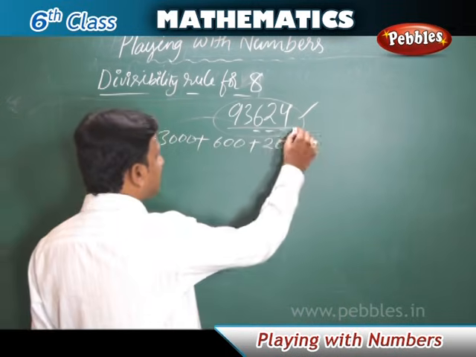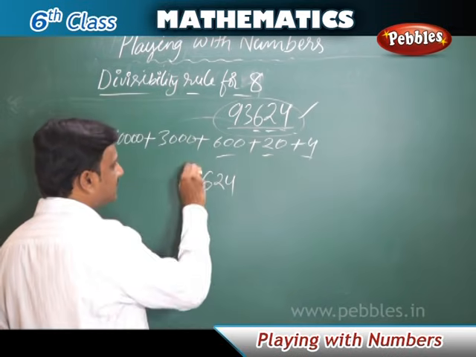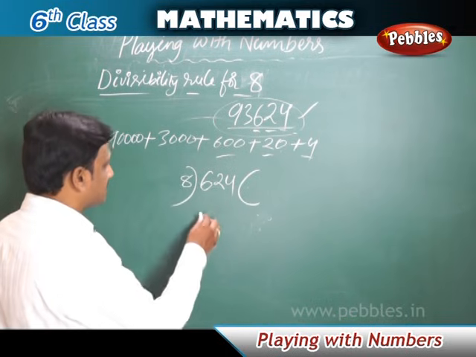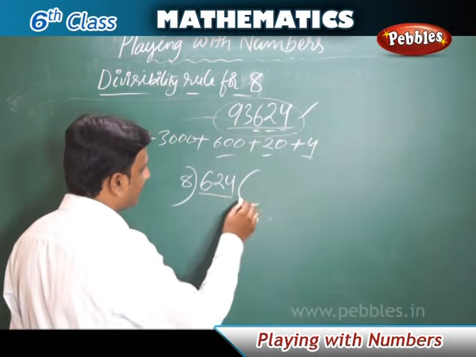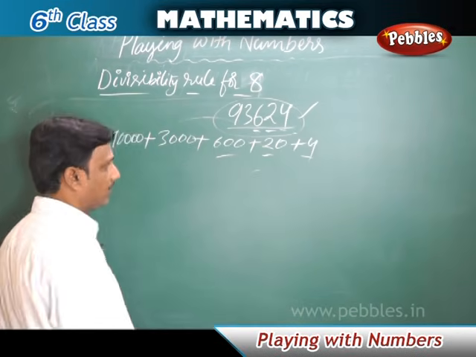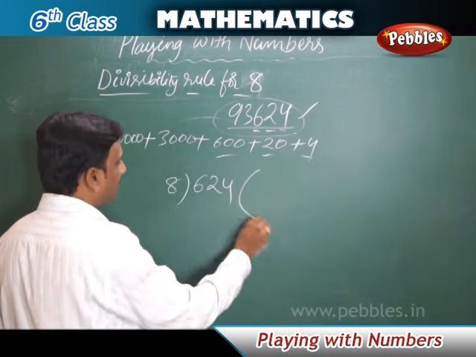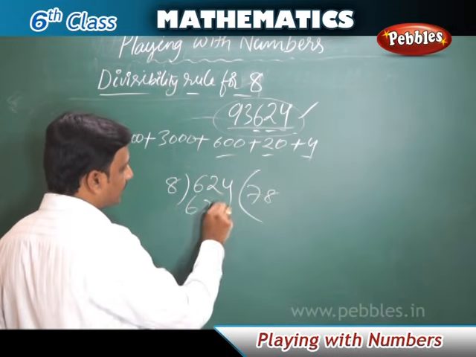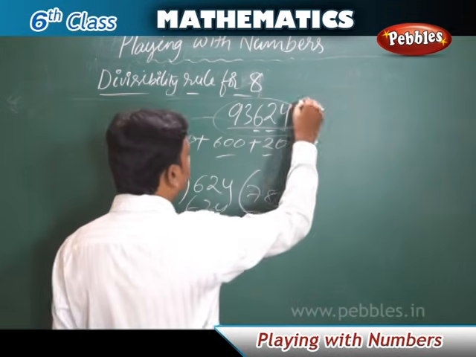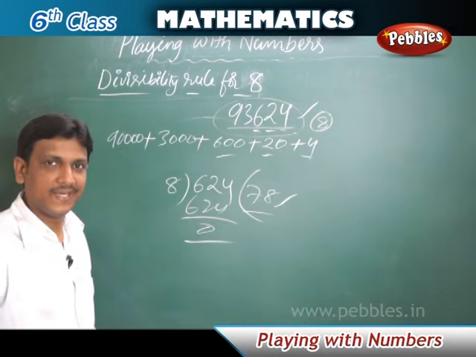So the last 3 places, hundreds, tens, ones, form 624. If this 624 is divided by 8, let us see this. The 624 is divided by 8, 78 times. Now let us see this last 3 digits. 624 is divisible by 8, 78 times. So this whole number, the complete number, is divisible by 8. So this is the divisibility rule for 8.